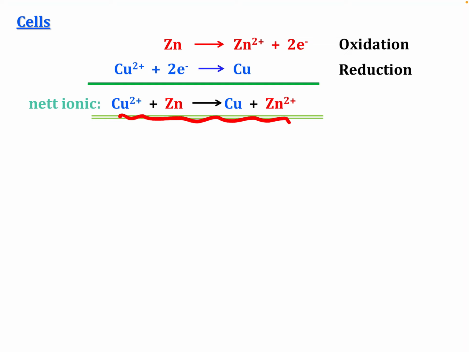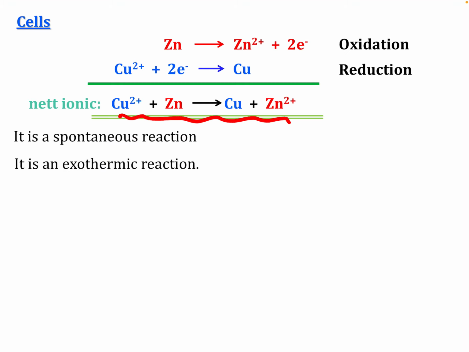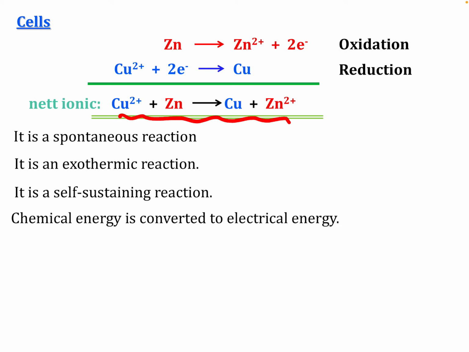Now what's important, what you need to know about one of these reactions. Number one, they have to be spontaneous. They must happen all by themselves. Number two, they are exothermic. That's why your battery gets hot in your cell phone or whatever. They have to be self-sustaining, so it isn't something that we have to keep helping it with. If we have to keep helping it, then what's the point? The point is to create an electric current, so they must be able to work on their own. Chemical energy is converted to electrical. So it's chemical to electrical.